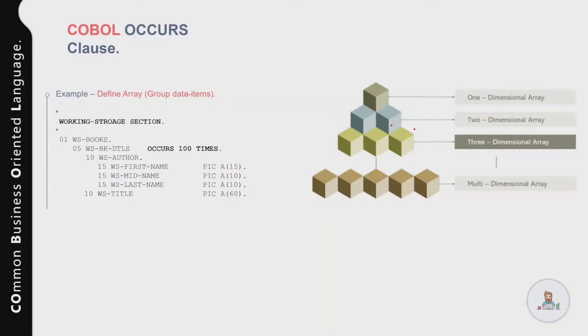And this particular record will store the data of an author and a title. An author is a group data item that will include first name, middle name, and the last name. So this is how you can define group items in a table as per the business requirement or as per your program logic.